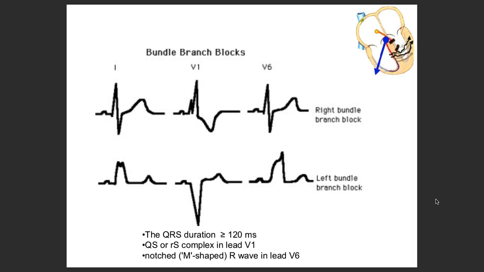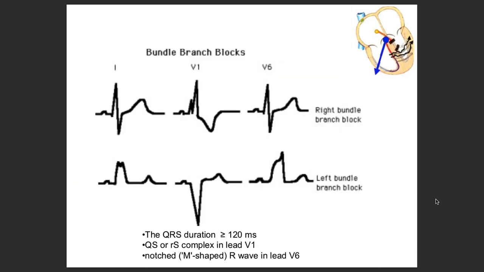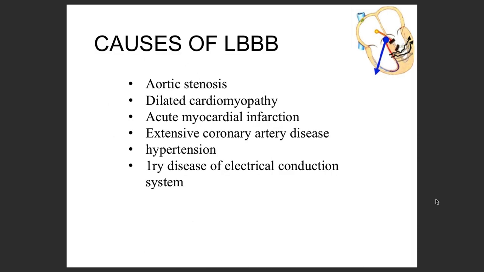In number 4, you said discordant ST segment T wave changes in V1 and V3, right? Could you explain that a bit more? That's what we are going to speak about in those next ECGs. So now we are completely sure about those bundle branch block concepts. We know the left bundle branch block, right bundle branch block, and the criteria as well.